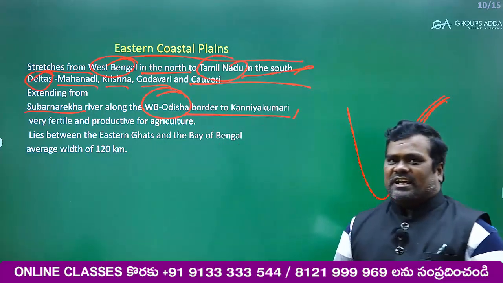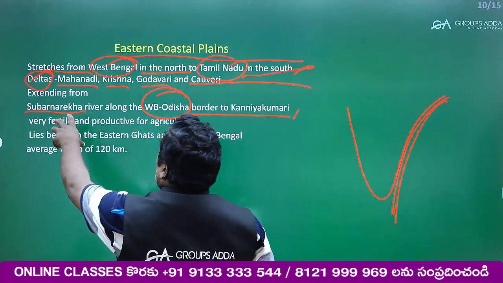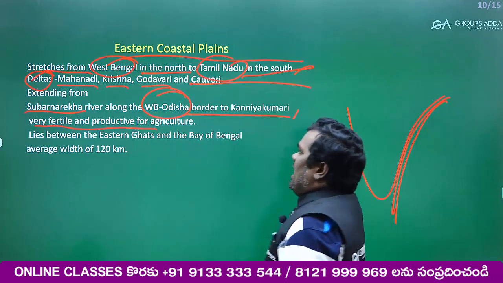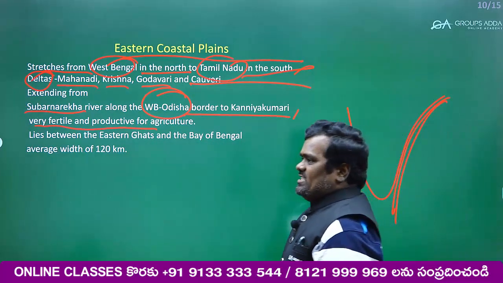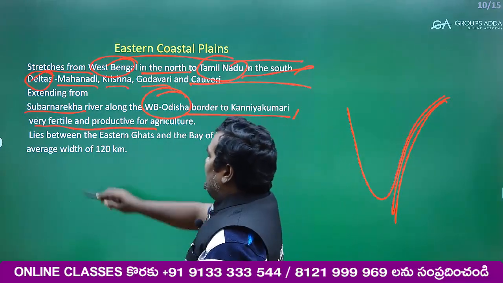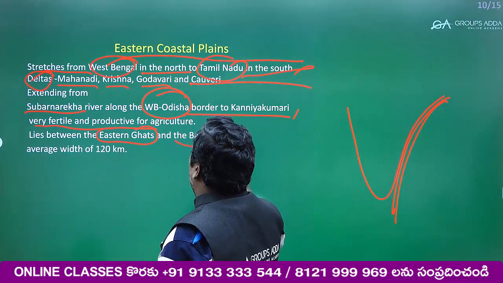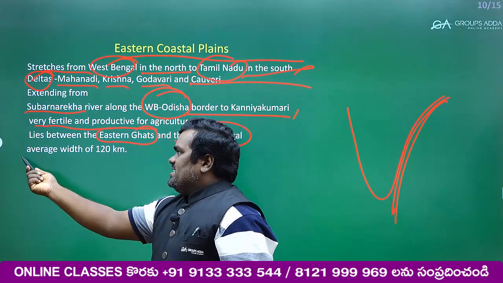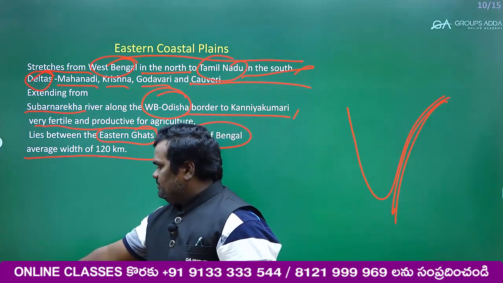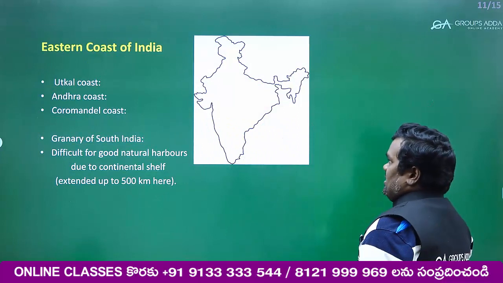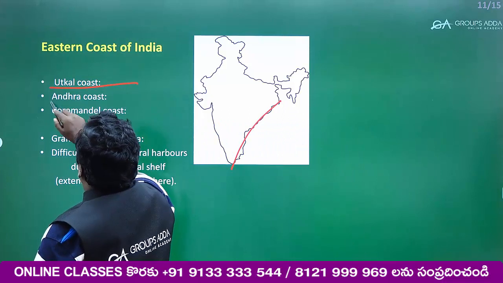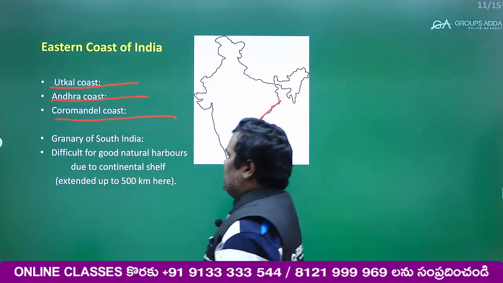And my dear friends, here due to the deltas, here we have fertile and productive land which is very helpful for agriculture. Isn't it? It lies between Eastern Ghats and Bay of Bengal. Okay, its average width will be around 120 kilometers. See, eastern coast. Utkal, Andhra, Coromandel coast. My dear friends.